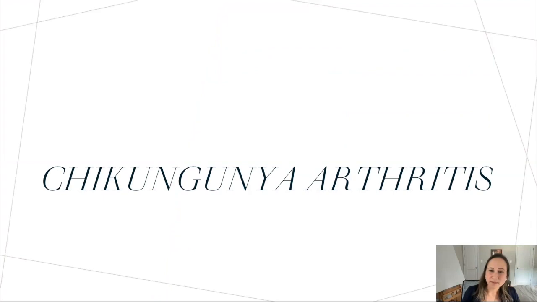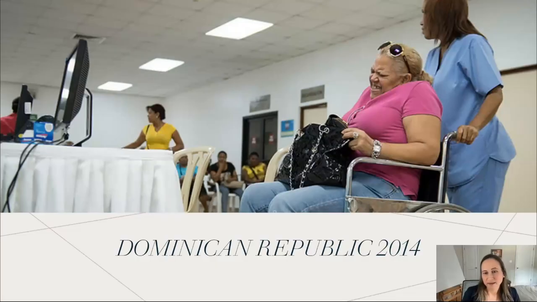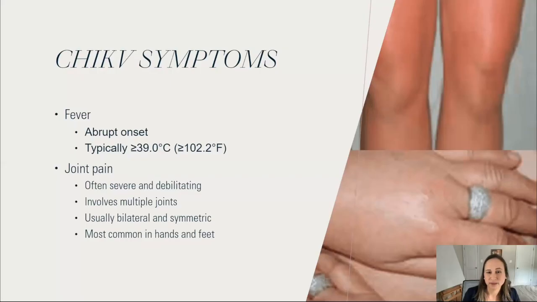Today, I'll be talking to you mostly about the arthritis that is caused after chikungunya virus infection. Chikungunya was new to the Western Hemisphere in 2014, and this is a picture of a woman affected by chikungunya from the outbreak in the Dominican Republic in 2014. Chikungunya tends to cause an abrupt onset of fever and significant joint pain that's often severe and debilitating, involves multiple joints, usually involves bilateral and symmetric joints, and most commonly affects the hands and the feet.